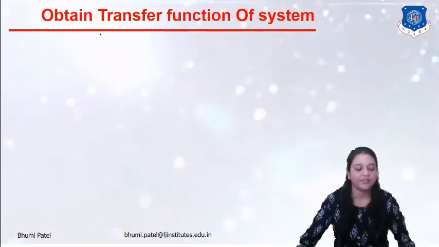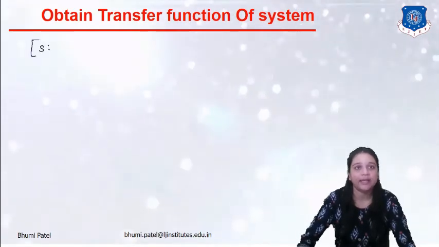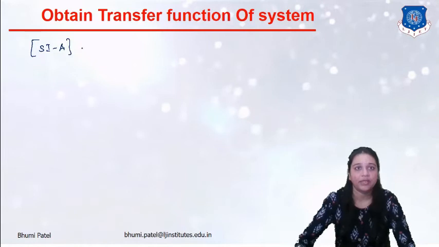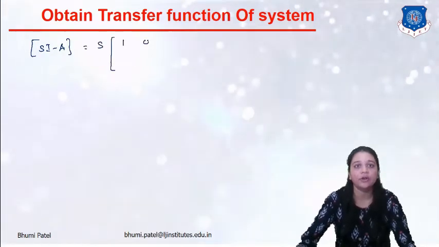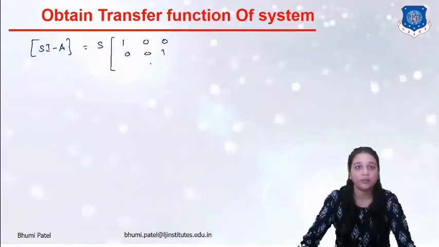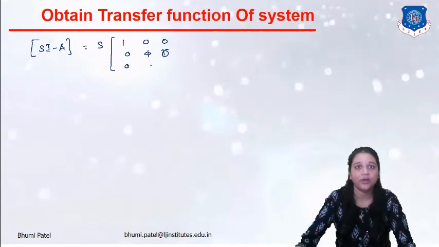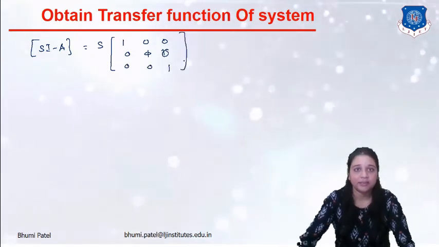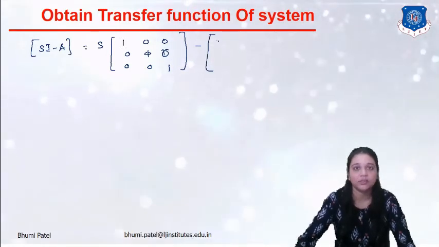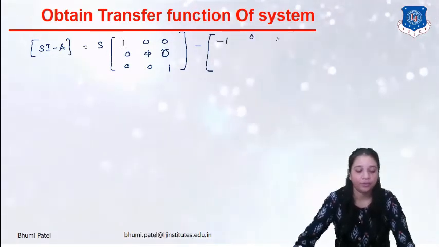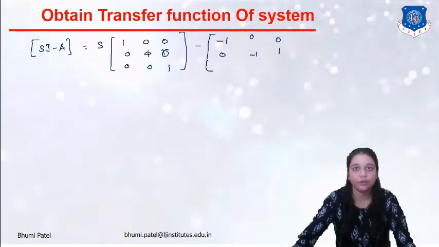Now our first step is to find the value of sI minus A. So the equation will become S times the I matrix, [1, 0, 0; 0, 1, 0; 0, 0, 1], minus the A matrix, whose value is given: [-1, 1, 0; 0, -1, 1; 0, 0, 2].